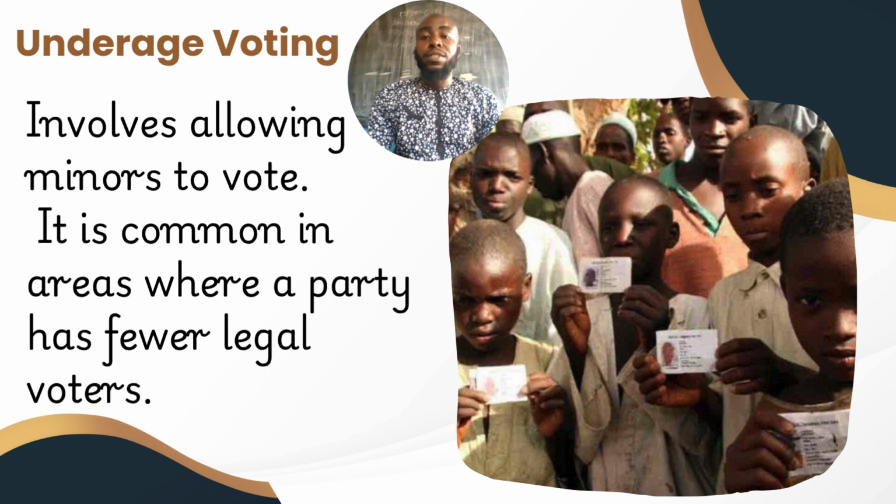Up next is underage voting. As you can see in the picture of children who have PVCs, these two kids are not yet up to 18 and they both have their PVC going out to vote. This shouldn't be done because it undermines democracy. Underage voting allows minors to vote, and it's common where a party has fewer legal voters, especially when a party doesn't have a lot of fans or a big electorate base. They use underage children to vote for them.